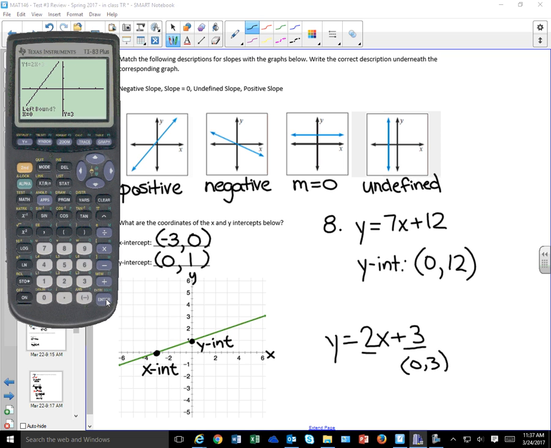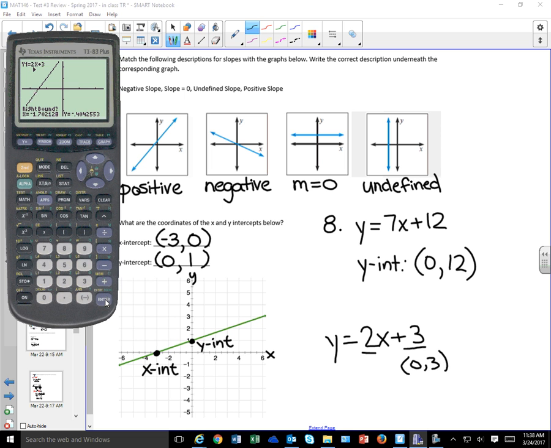So we hit enter there, and what we need to do is tell it where we think the intercept is, so we can give the calculator an idea of where to go. So first it asks for the left bound. So find this cursor and just arrow over until it's to the left. So in this case, that's below your intercept, okay?